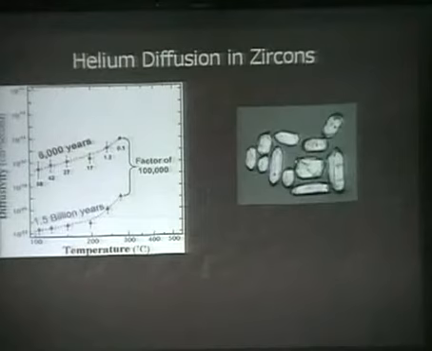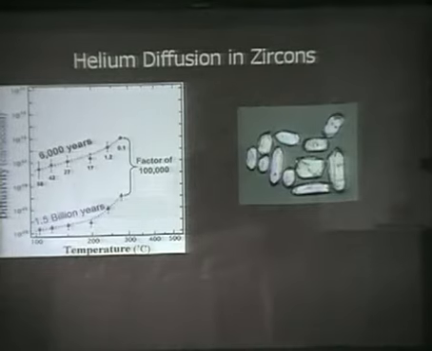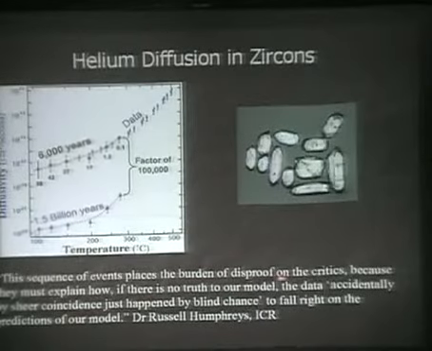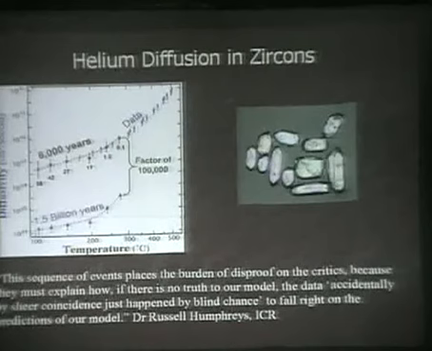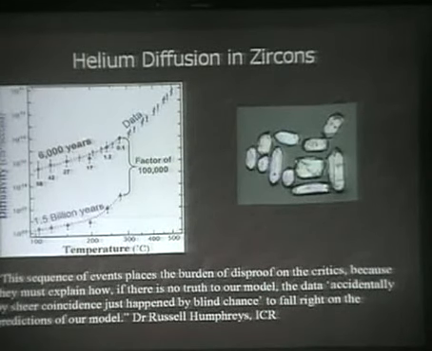So I'm not saying don't trust this. I'm saying you might be able to trust it in terms of order of magnitude. I think that's reasonable. But in terms of exactness, there would be some questions if you want to look at the technical aspects of the whole matter. Okay, another aspect of this is the sequence of events places the burden of disproof on the critics, of course, because they must explain how, if there is no truth in this model, the data accidentally, by sheer coincidence, just happen to have fallen on the right predictions of the model.